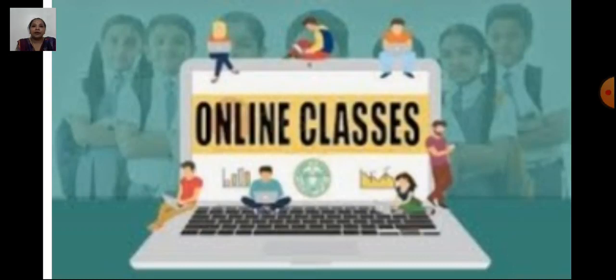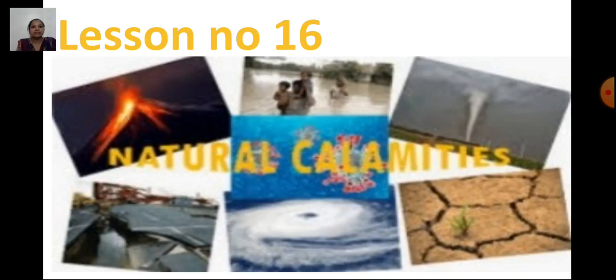Children, today we are going to start a new lesson. We are going to discuss lesson number 16, natural calamities. Children, do you know what is the meaning of calamity? Calamity is an adverse, unpleasant or catastrophic event that causes great damage to human life and property. And a natural event, again an unpleasant, adverse or catastrophic event which causes great damage to human life and property is called a natural calamity.